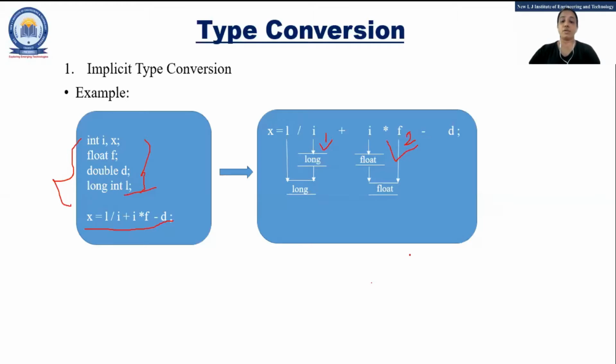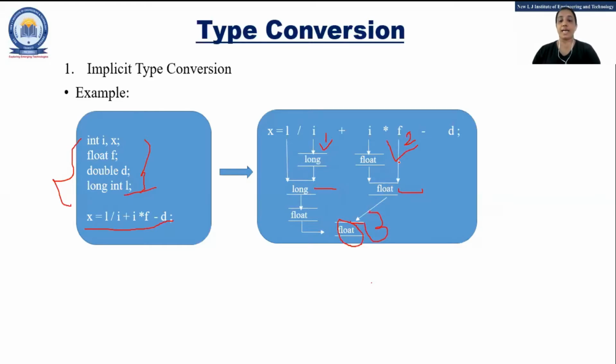So the next step, you can see what happened? Here the answer is in long and here the answer is in float. So long will be converted into what? Float. After that, the addition will be done. You can see float and float. Answer will be in float. So this is the third step.